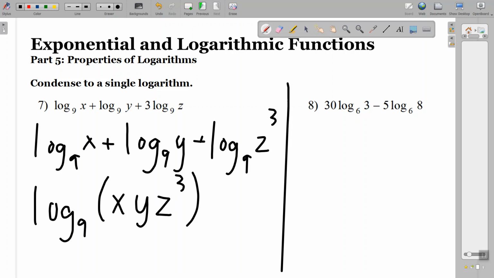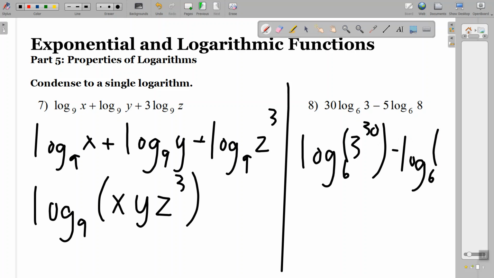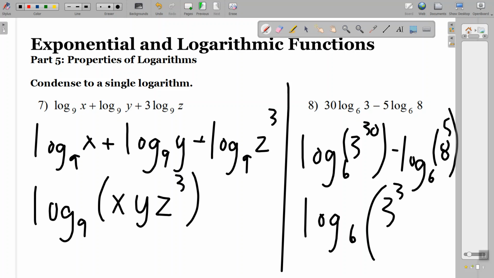All right, and then finally, log base 6 of 3 to the 30th minus log base 6 of 8 to the 5th. So log base 6 of 3 to the 30th, this one has subtraction, so it came from division, divided by 8 to the 5th. And again, if we had a calculator, we might simplify that a little bit, but right now we're not going to worry about that.